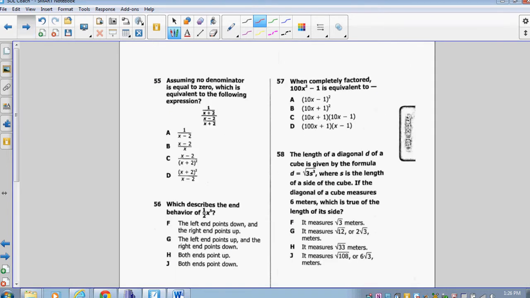On to the next page. In 55, you have the division of 2 fractions. So what you want to do is change the division to multiplication by flipping the second fraction. So the first fraction stays the same, and you flip the second fraction. Alright, then when you're multiplying, if you have something in the numerator and the denominator, then you can cancel that out. So you end up with just 1 over x minus 2, which is answer A.